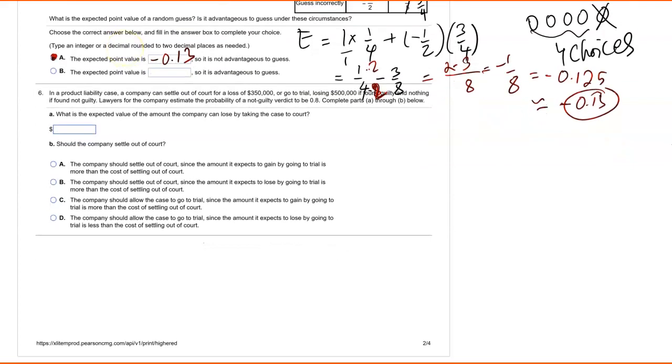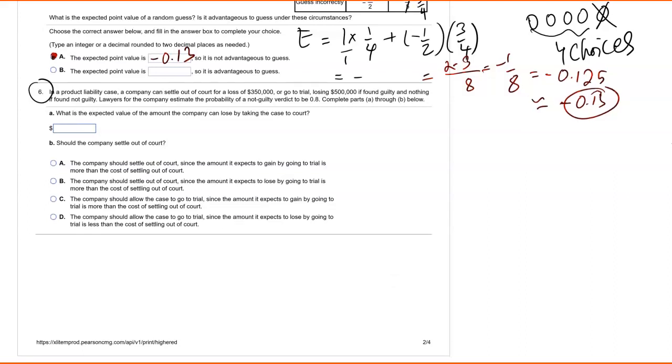Question number 6. Okay, in the product liability case, a company can settle out of court for a loss of 350,000. Okay, out of court costs 350,000. Okay, if you go to the trial, then the company loses 500,000 if found guilty. Remember that, 500,000 if found guilty.